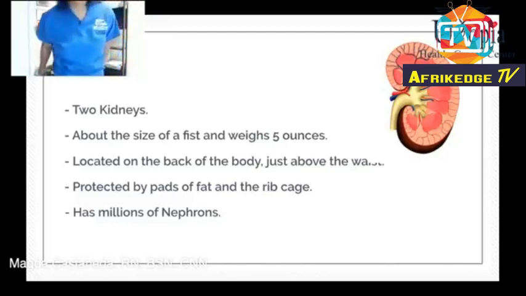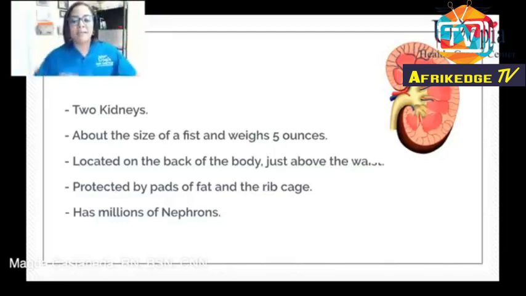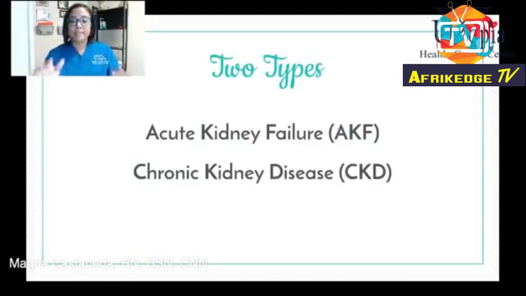They are protected by pads of fat and the rib cage, and they have millions and millions of nephrons. And nephrons are the cells inside of the kidneys. There are two different types of kidney disease. One is called acute kidney failure, which is AKF. We recognize it as that. And the other one is chronic kidney disease, which is CKD.